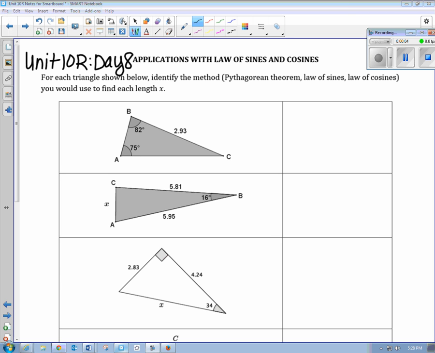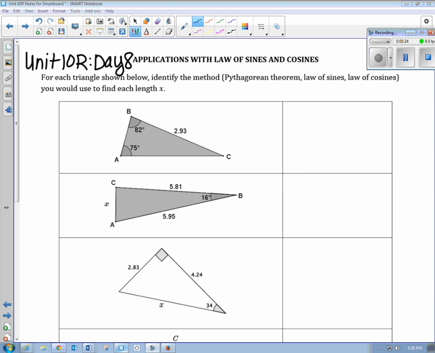Unit 10, Day 8, is going to be talking about the applications with the law of sines and cosines. So we've already learned how to do sines and cosines. Now we're going to talk about how it works. What are we going to do with them now? Real world type applications. So on the first page here, they're talking about us going through and identifying if it's a perfect setup for law of sines or law of cosines.